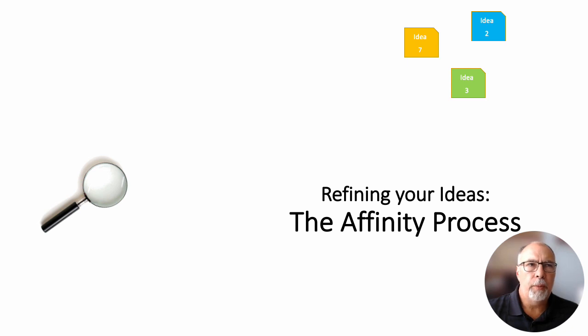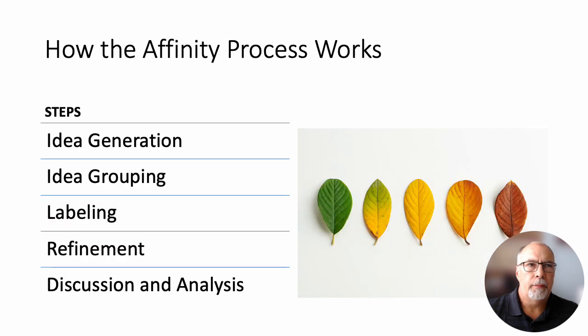In this course, we'll be taking a look at how you refine your ideas using what we call the Affinity process. There essentially are 5 steps in this process, which is also known as affinity diagramming or affinity mapping. It's a technique used in ideation and problem solving to organize and categorize a large number of ideas or information into meaningful groups. It helps in identifying patterns, themes, and relationships amongst the different ideas generated during brainstorming sessions.